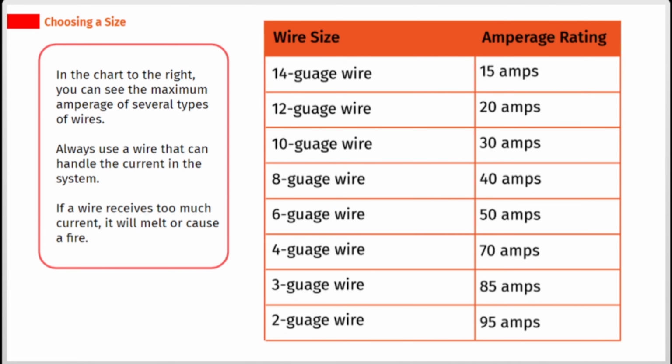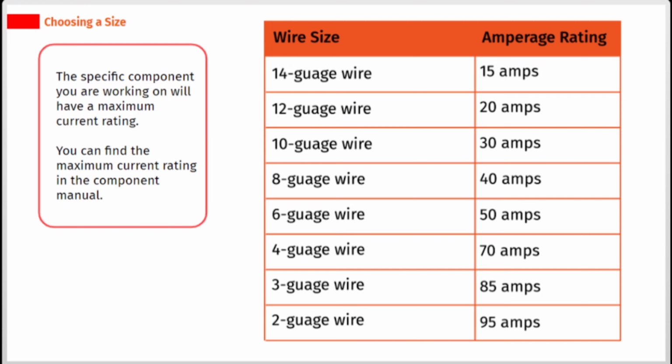In the chart to the right, you can see the maximum amperage of several types of wires. Always use a wire that can handle the current in the system. If a wire receives too much current, it will melt or cause a fire. The specific component you are working on will have a maximum current rating. You can find the maximum current rating in the component manual.